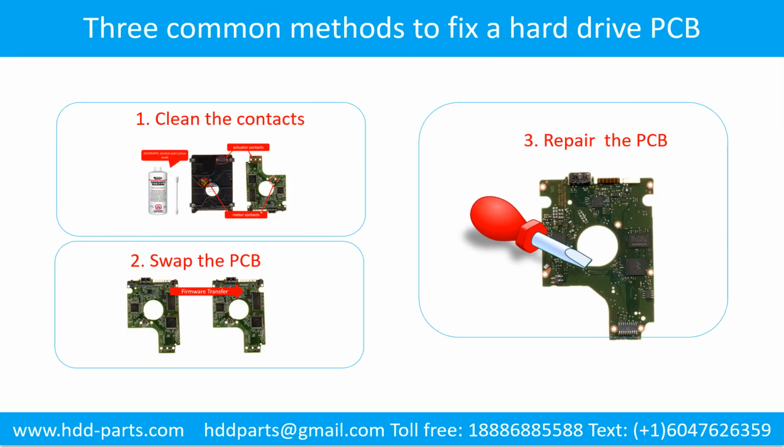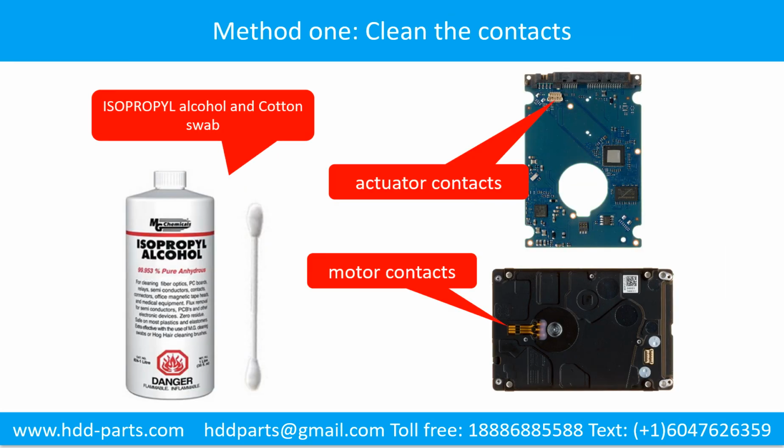3 common methods to fix a hard drive printed circuit board. 1. Clean the contacts. 2. Swap the printed circuit board. 3. Repair the printed circuit board. Method 1. Clean the contacts. Cleaning the contacts on the PCB board and also on the hard drive can fix the problem caused by the poor connection between the PCB board and the hard drive.